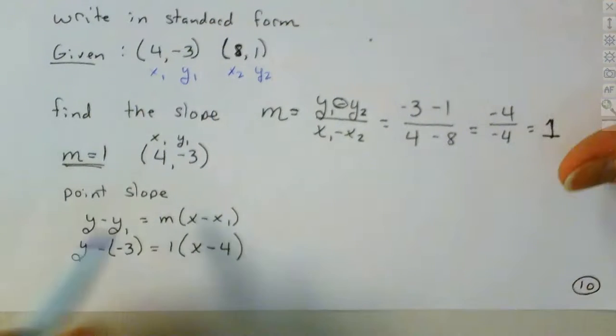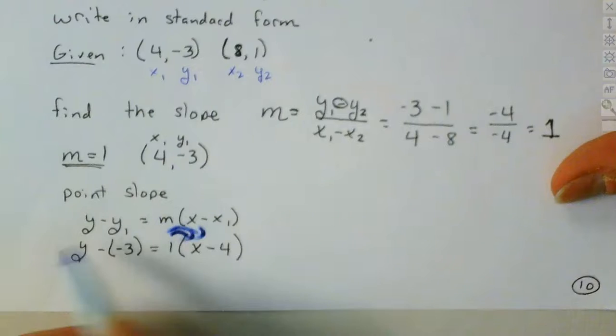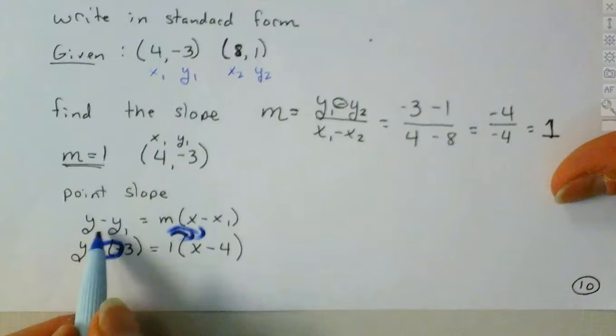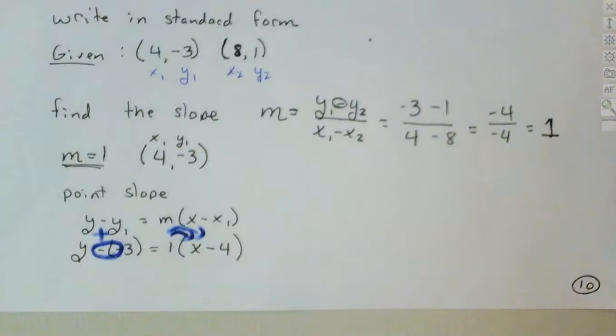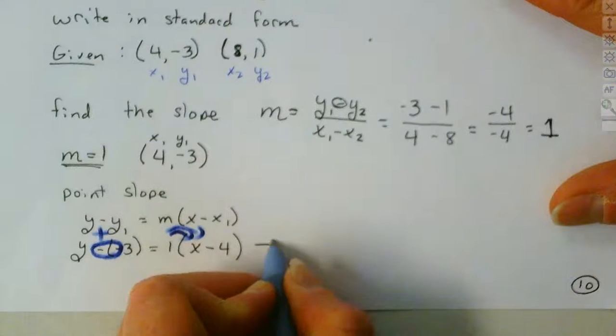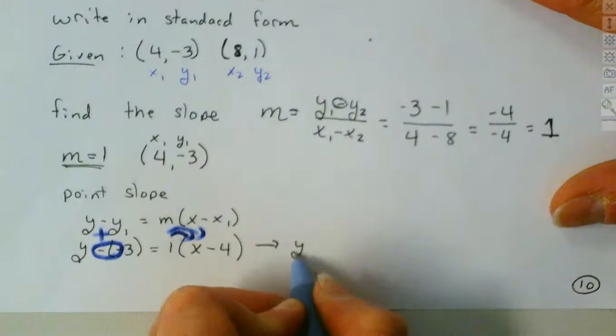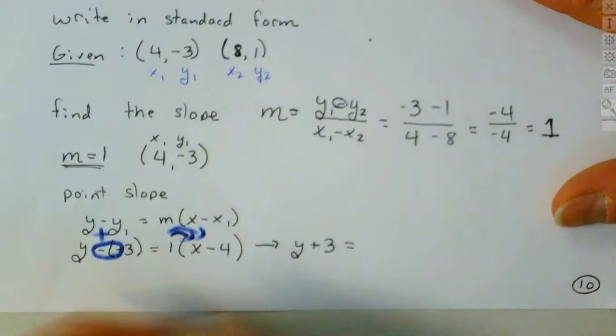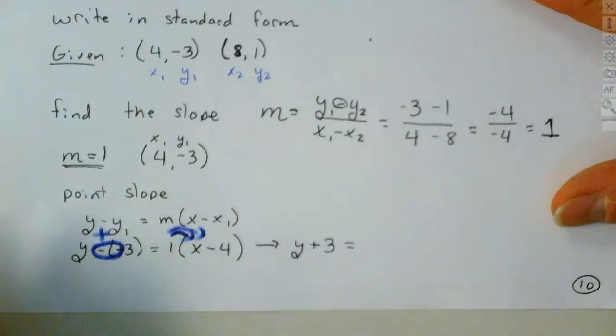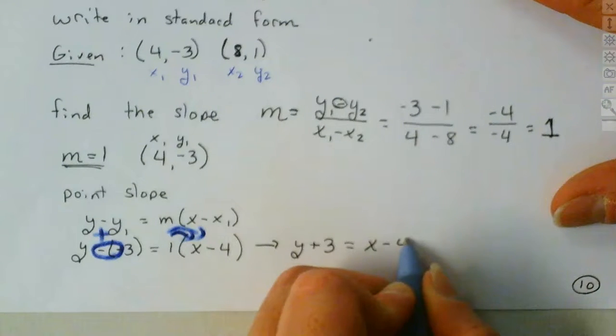Okay, that 1's out in front, so we'll go ahead and distribute it through. And what do we know about the double negative here with that 3? Well, that's going to make that positive. So cleaning it up a bit, that gives you y plus 3. That 1 doesn't do anything, so that's x minus 4.